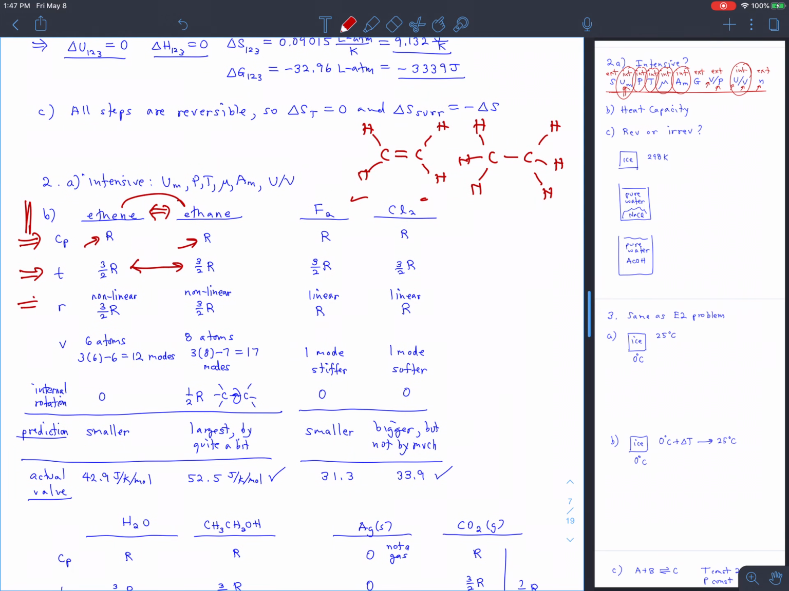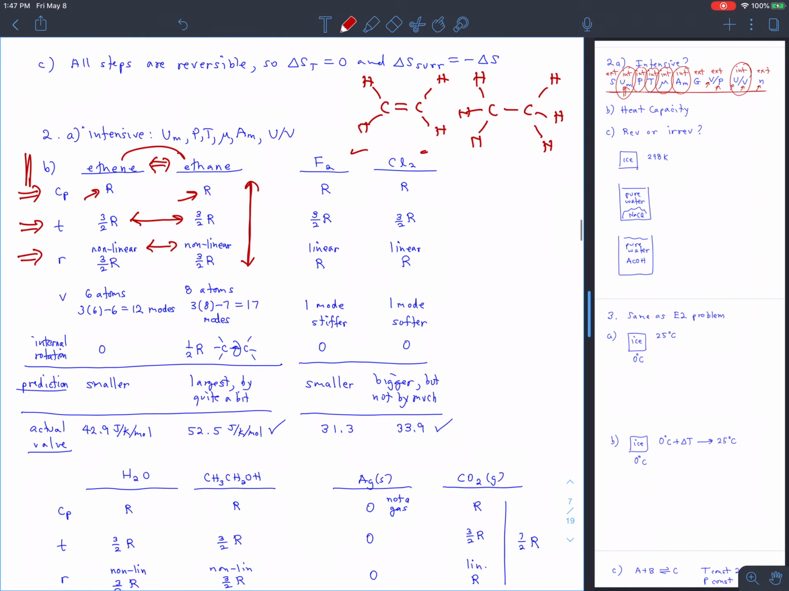Then there's a contribution from rotations. They're both nonlinear molecules, and so their contributions from rotations are also identical, both equal to 3/2 R. So all three of these don't make any difference between ethene and ethane, and that means that the only thing that can make some difference are the rest of the degrees of freedom.